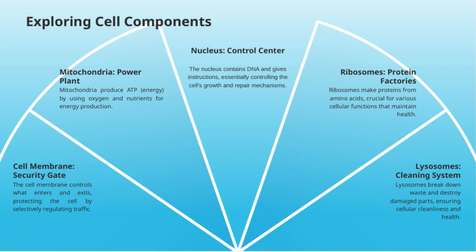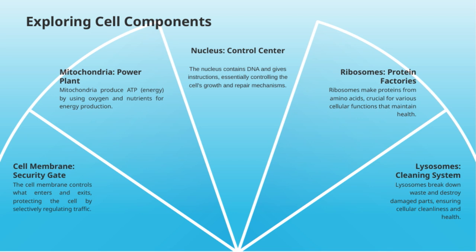Then there's the cell membrane. This acts as the security gate. It controls what enters and exits the cell, making sure only the right substances get in or out. It's crucial for protecting the cell and maintaining a balanced internal environment. Moving on, ribosomes are the protein factories.